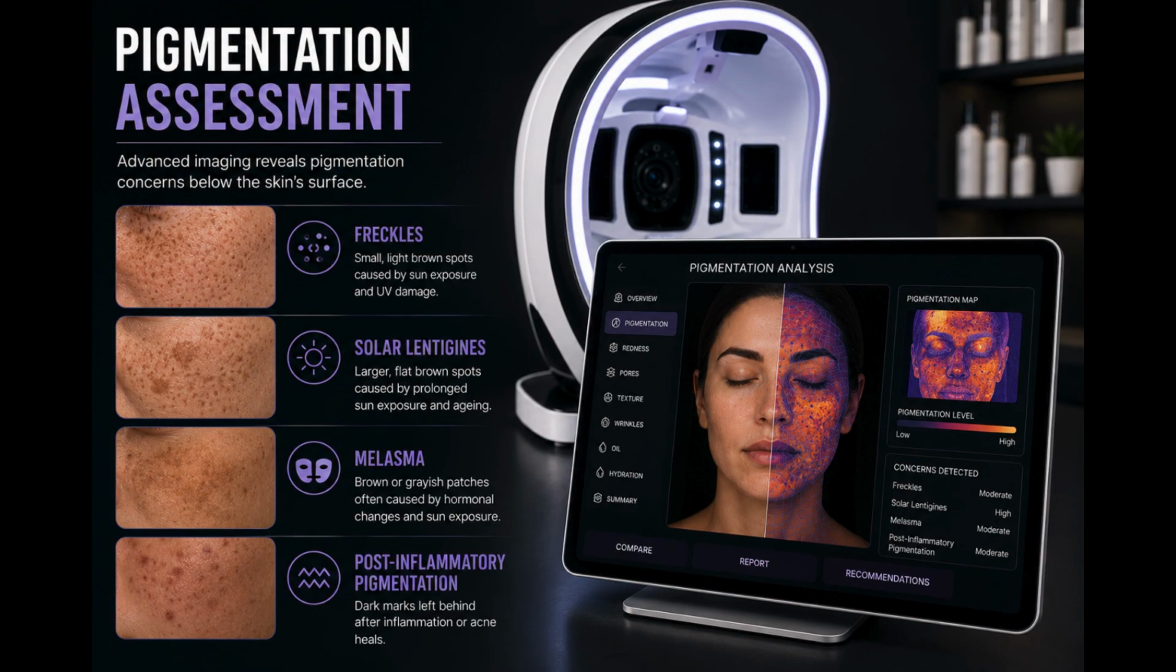Assess both visible and underlying pigmentation. This helps establish a baseline and monitor treatment progress over time. Pigmentation assessment: freckles, solar lentigines, melasma, post-inflammatory pigmentation.